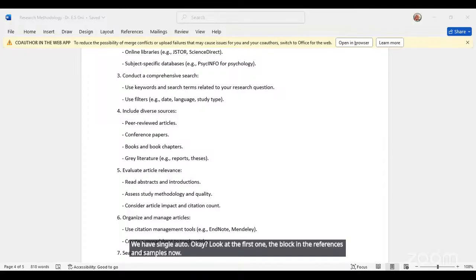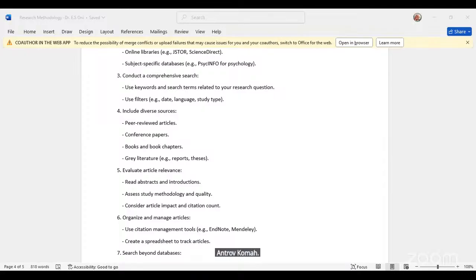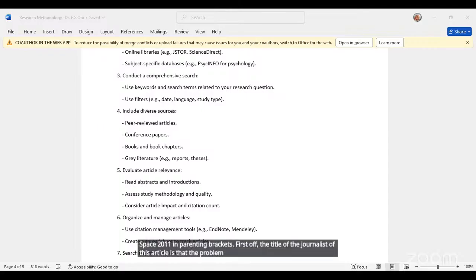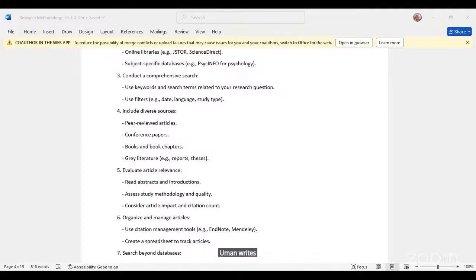Androff, comma, D, full stop, space, K, full stop, space, 2011, in brackets, full stop. The title of this article is The Problem of Contemporary Slavery: An International Human Rights Challenge for Social Work, full stop. You can look at the name of the journal now, International Social Work, it is italicized.